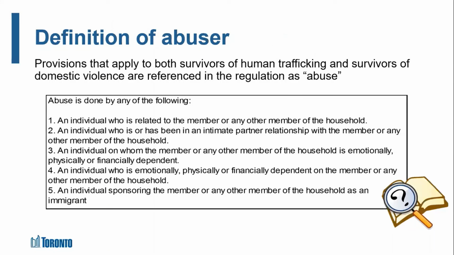The definition of abuser is also available under the HSA. Abuse is done by any of the following: an individual who is related to a member or other members of the household, an individual who has been in an intimate partner relationship with a member or any member of the household, an individual whom the member or any other member of the household is emotionally, physically, or financially dependent on, an individual who is emotionally, physically, or financially dependent on any member of the household, or an individual sponsoring the member or any other member of the household as an immigrant.